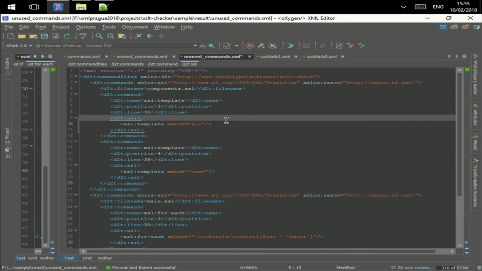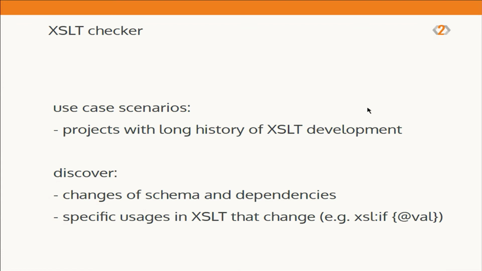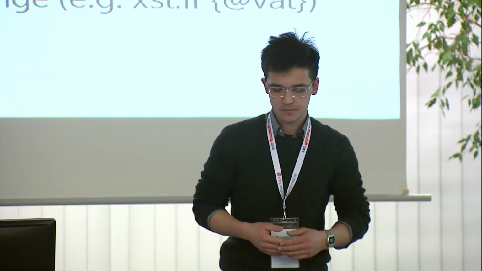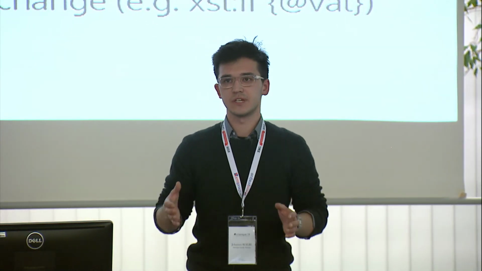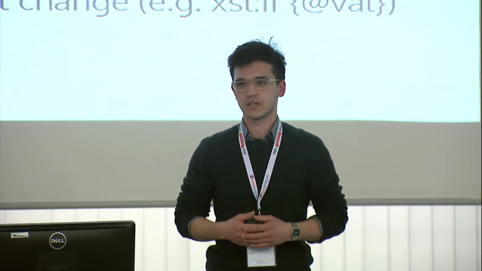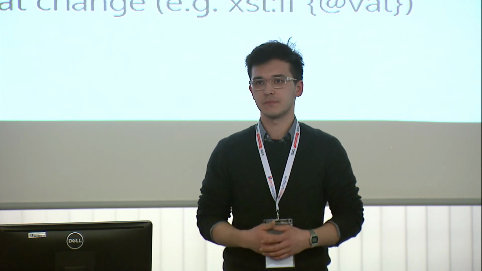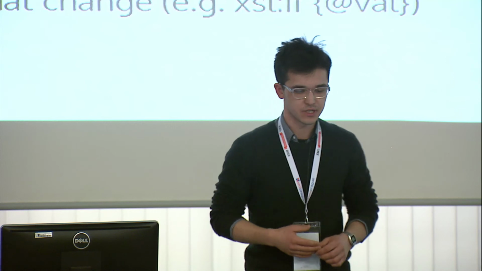So what would we use it for? For projects that have a long history of XSLT development. So over the years you have developed and you just want to check what is really still being used. And also huge data sets. So if you just want to run it through for a project that has not been used for a long time and output what is happening, what changed, and just get an overview.